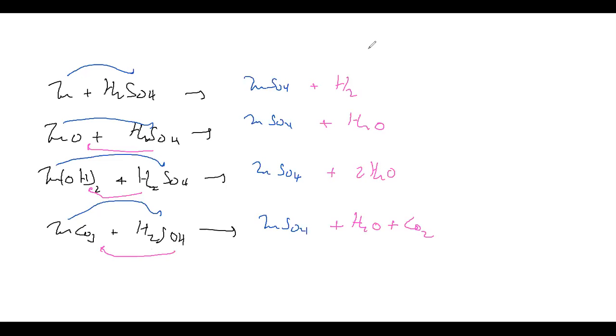So the reaction between acid and metal produces salt and hydrogen. Metal oxide or hydroxide, salt plus water. Metal carbonate, salt plus water and carbon dioxide. But there is a special case in case of using metal.